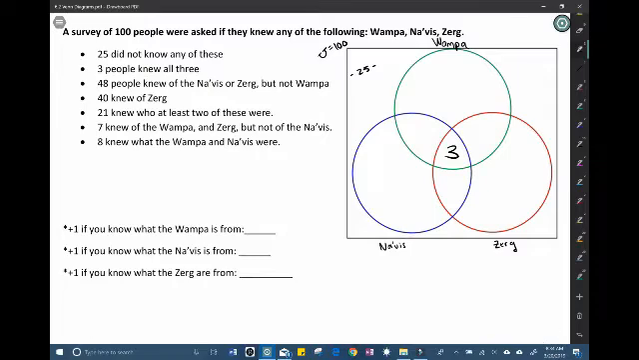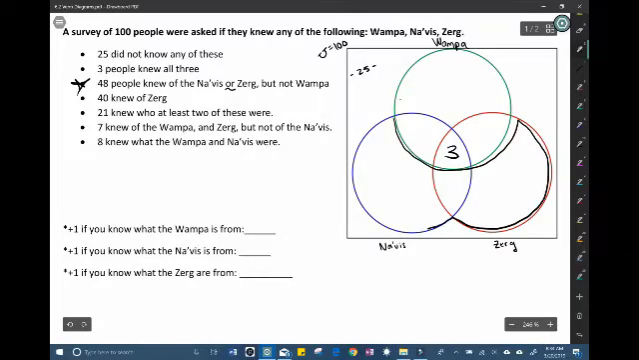48 knew of the Navis or Zerg, but not the Wampa. Now here's an interesting one here. Or is not an intersection, so it's not actually right here. What we know is that the Navis or Zerg, not the Wampa, is going to equal 48. So in a sense, we have this piece here that is going to equal 48. Again, I'll highlight it. We know that or, so we're adding, is going to be these pieces here. So I'm just going to draw that in just so we know that's going to be 48.